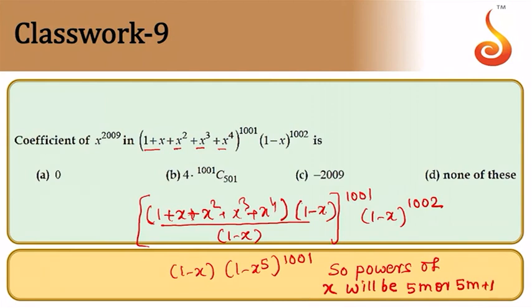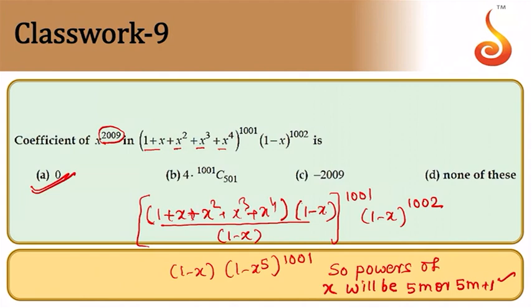So powers of x will be in 5m or 5m plus 1. You can check. X to the power 5, all will be in powers of 5. So when you multiply with 1, all will be in powers of 5. When you multiply with the x, with all expansion, it will be 5m plus 1.